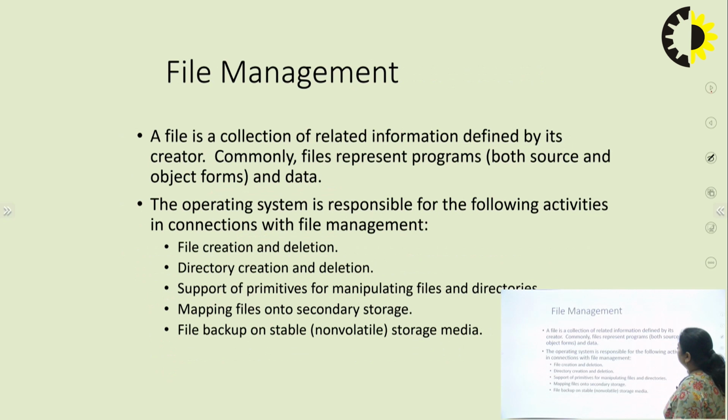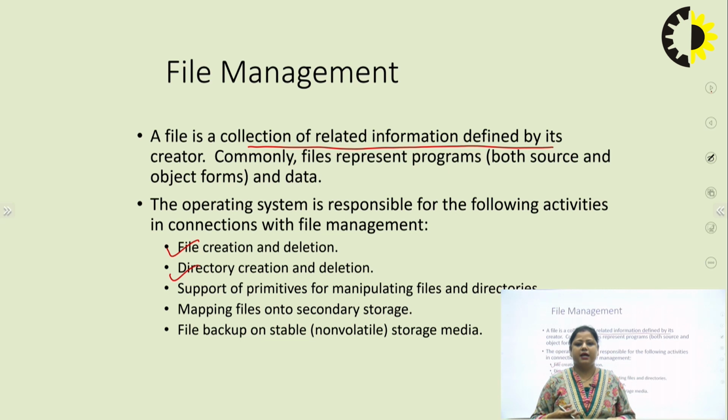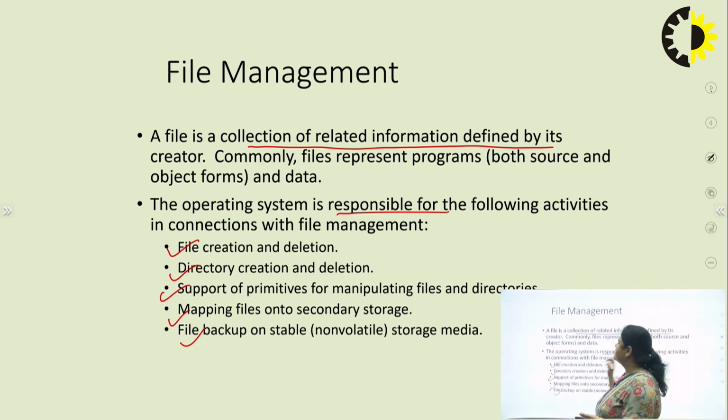Now, next is file management. In file management, what is a file? Basically, what is a file? A file is a collection of related and informative data. We can say that a file is a collection of related information defined by its creator. Commonly, a file represents programs, both source and object forms, and data. And the operating system is also responsible for such activities in connection with file management, that is file creation and deletion, modification, updation, directory creation and deletion, support of primitives for manipulating files and directories, mapping files onto secondary storage, and finally file backup on stable non-volatile storage media. These are some responsibilities of file management.